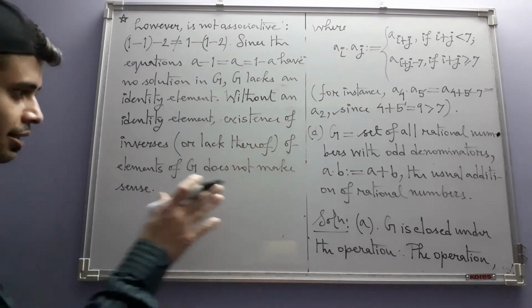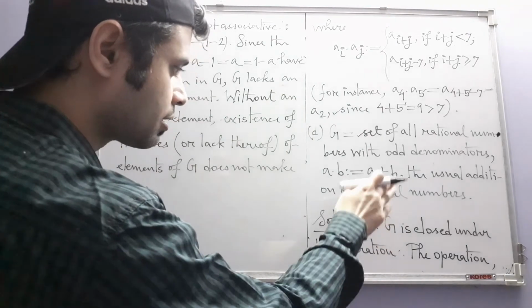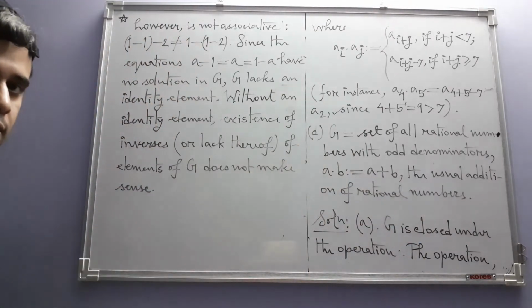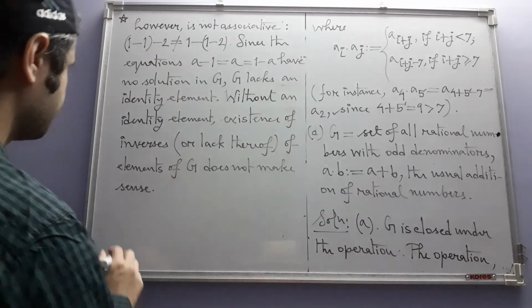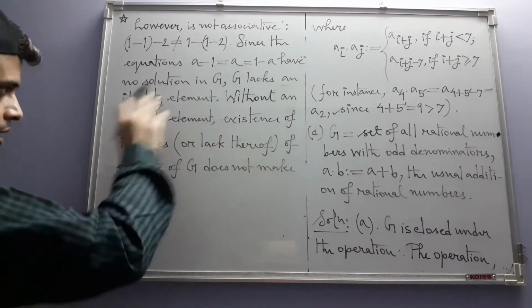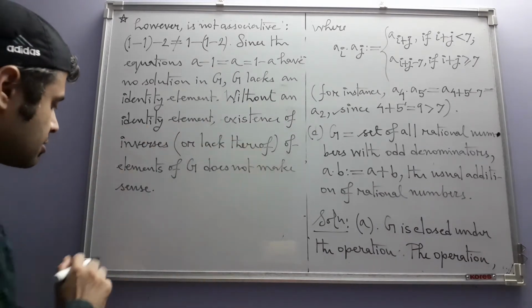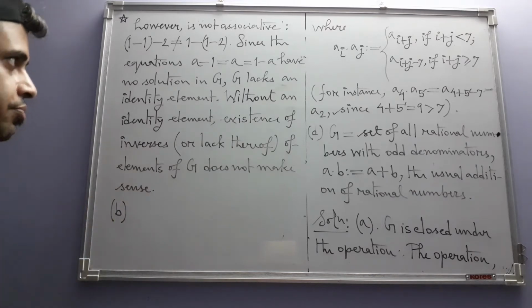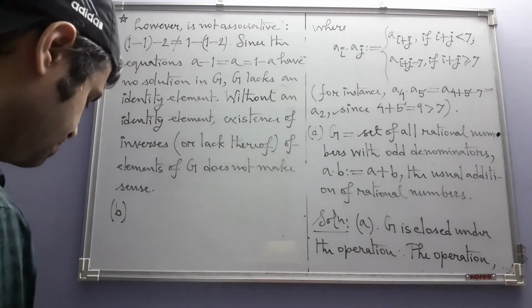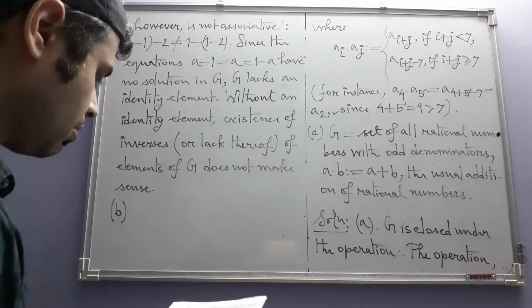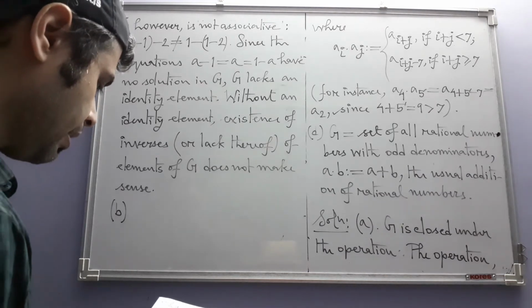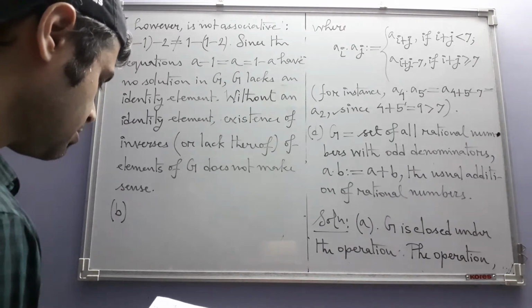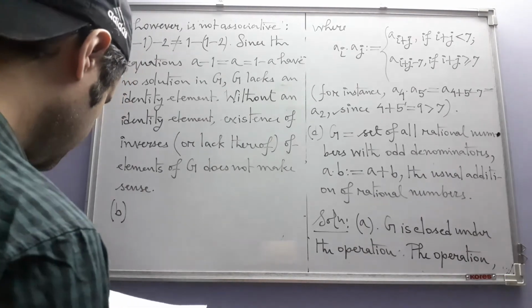Okay, so in the first system, only the closure property is true. The other three are false. The other three are not there, and the last one, inverses, that does not make sense. Okay, then we come to B. What was B? Set of all positive integers, and the operation is product of integers.